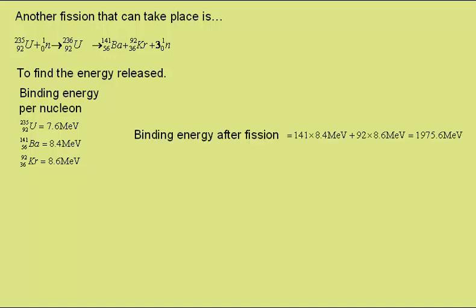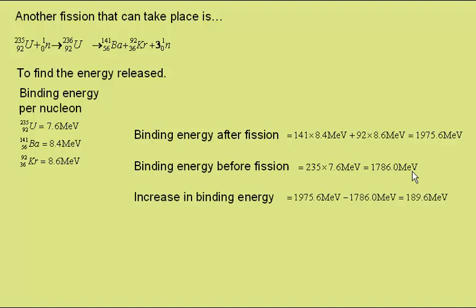So the total binding energy after the fission is the 141 nucleons in the barium multiplied by 8.4 MeV for each, plus the 92 nucleons in the krypton multiplied by their 8.6 MeV each, gives 1975.6 megaelectron volts of binding energy after the fission. The binding energy before the fission is the 235 nucleons in the uranium multiplied by their binding energy of 7.6 MeV, giving a total before of 1786.0 MeV.